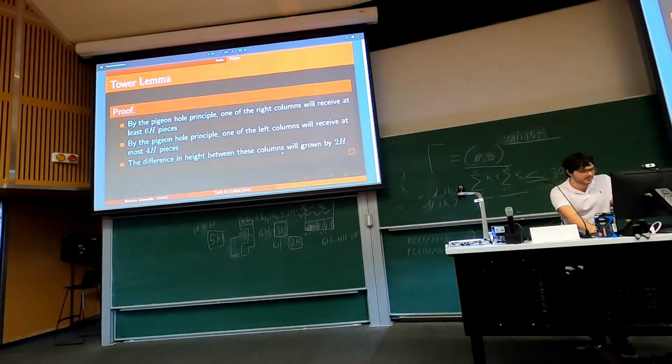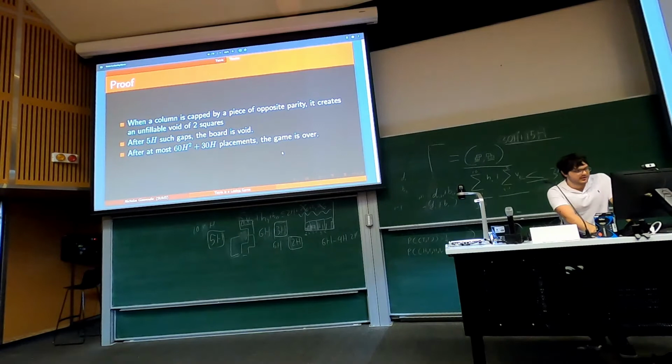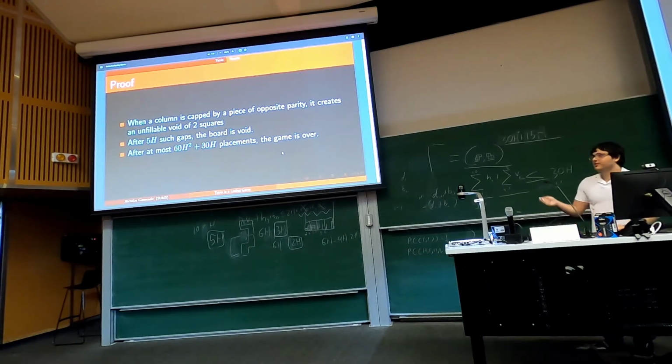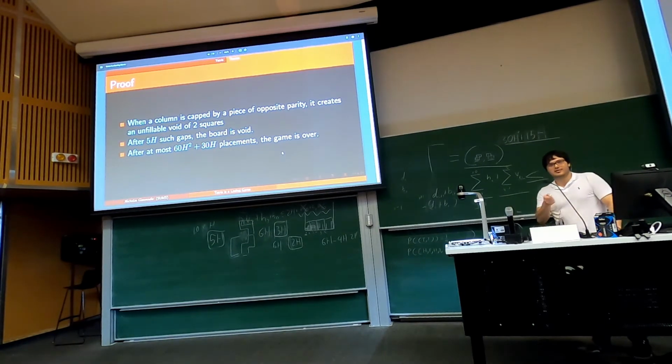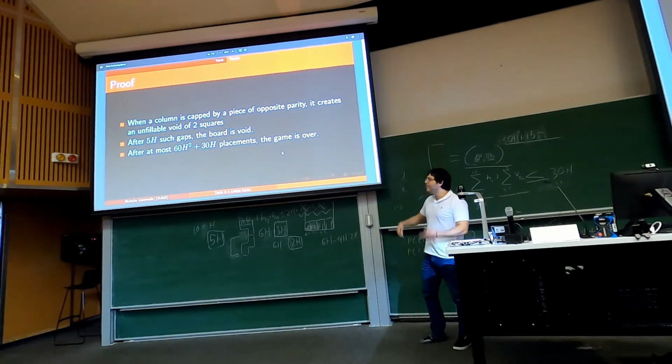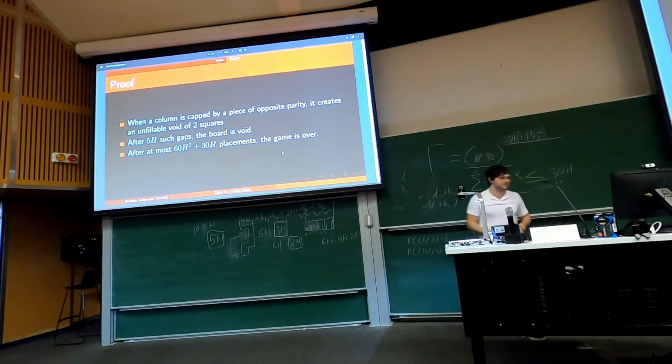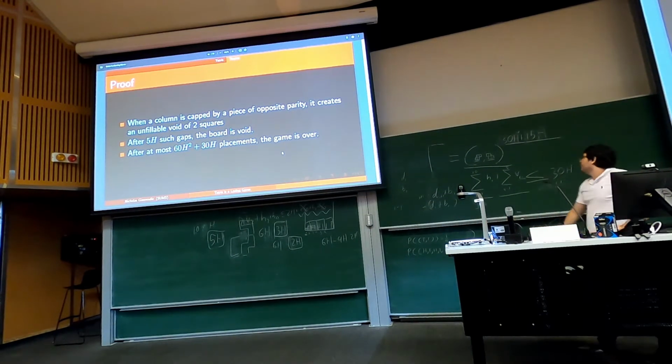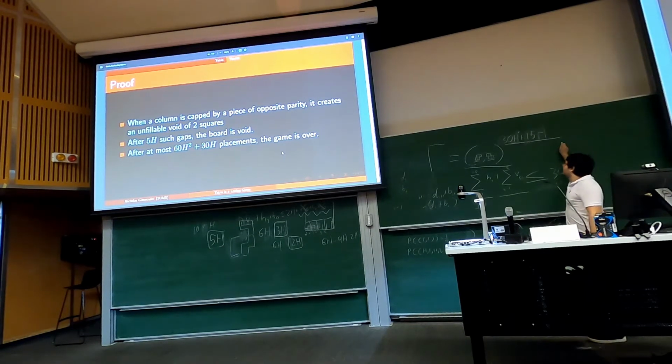So let's just have a look at this formally. Yep, this is what we just described. After 5h such gaps, the board is void, and after at most 60h squared plus 30h squared plus 30h placements, the game is over. Why do we have to have 30h? For the original odd placement number. So we know that we can have at most 30h of those pieces, and then otherwise we have these different placements. That's good. Okay, so that proves our result.